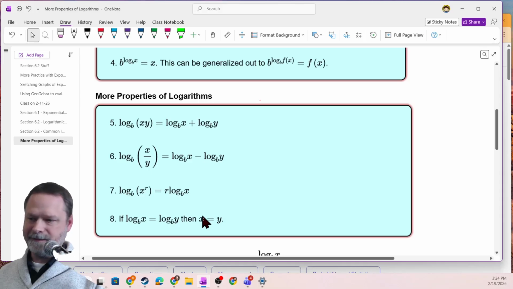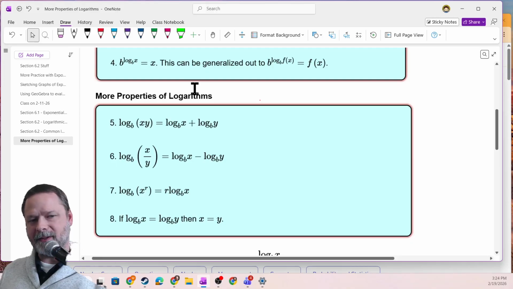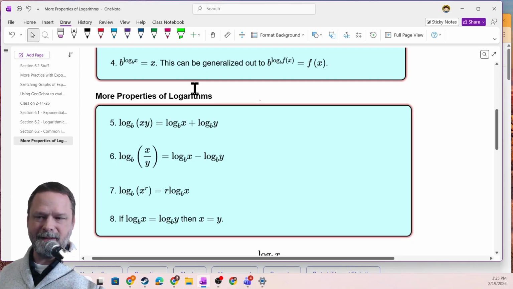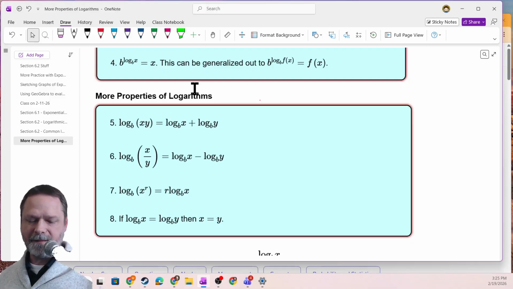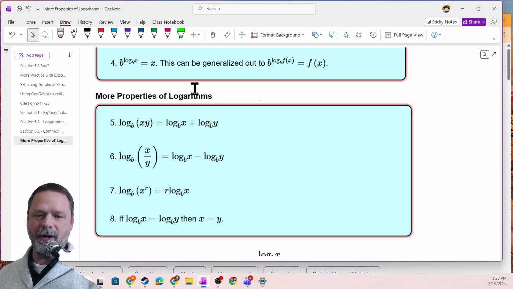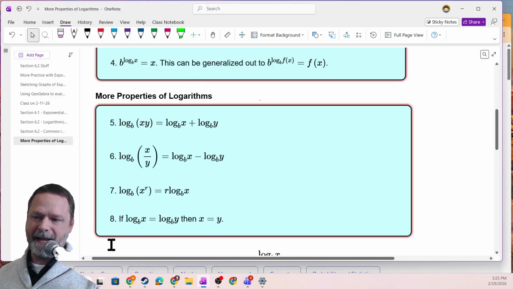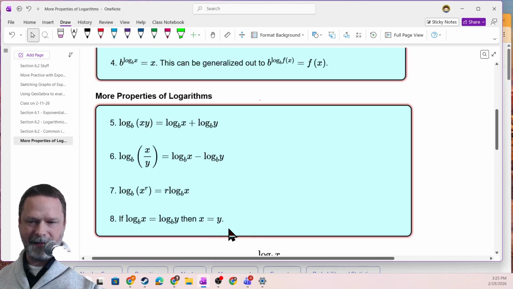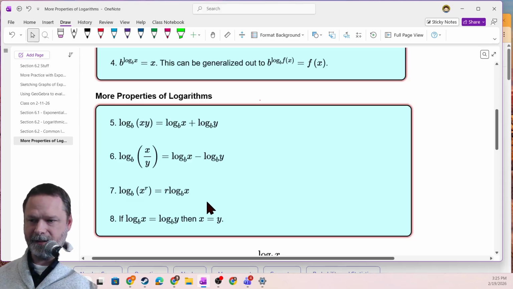Number 8 is, well, I talked about a little bit last time, and I used this to kind of explain this one a little bit. We haven't gotten to look at the graph yet that much, but exponentials are 1 to 1, and their inverses are functions as well. We have this property here for number 8. If the log of something equals the log of something else, well, then those two things must have been the same. That's what it's saying here. And that's very useful when we get to solving equations.